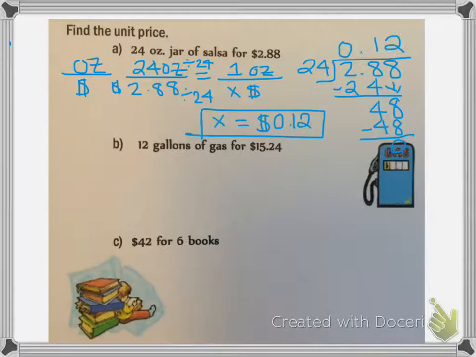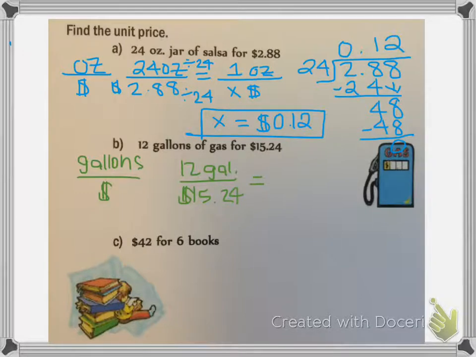Now we need to find the unit price for 12 gallons of gas at $15.24. For those 12 gallons of gas, we want to know what the price will be for every 1 gallon of gas. So first I'm going to write my ratio using labels, gallons to the price. So now I can plug in. I know that 12 gallons of gas cost $15.24.